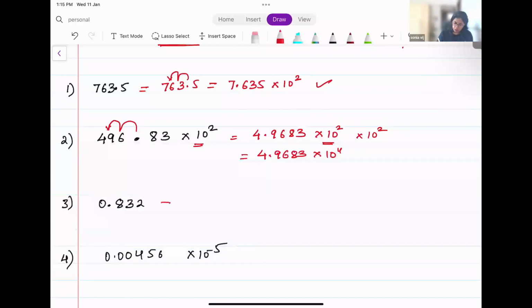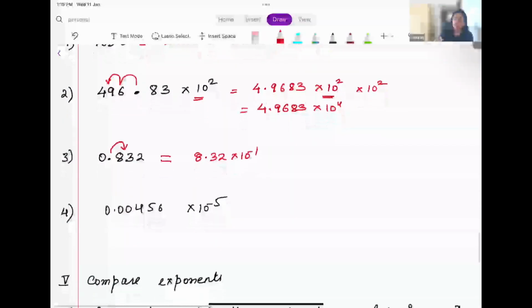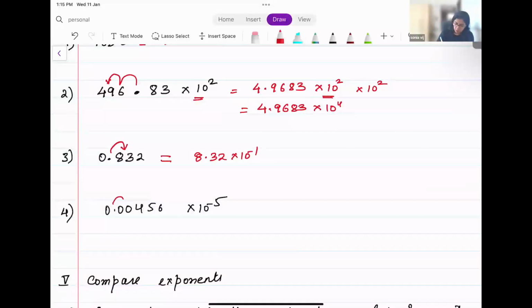Now in this question, the decimal is moving towards the right. This is a smaller number. When you have a decimal number like this, the power will be negative. So it will become 8.32 into 10 to the power minus 1. Why minus 1? Because the decimal is moving only one digit. Here, 1, 2, 3, the decimal moves 3 digits.